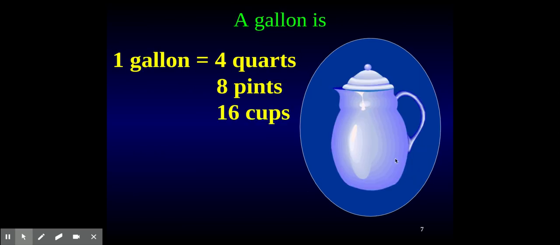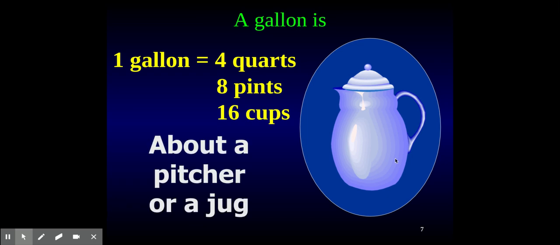And then our biggest one is a gallon. If you think about a gallon of milk or juice in your refrigerator, it'll say 1 gallon on there. And 1 gallon is the same as 4 quarts or 8 pints or 16 cups, like we saw in the video. And like I said, that's about a pitcher or a jug of milk.